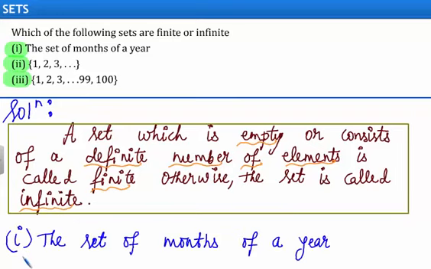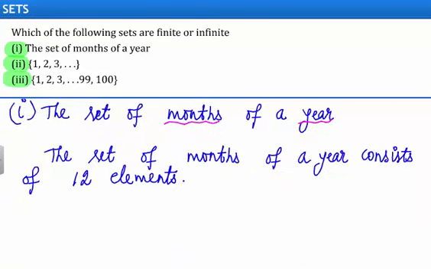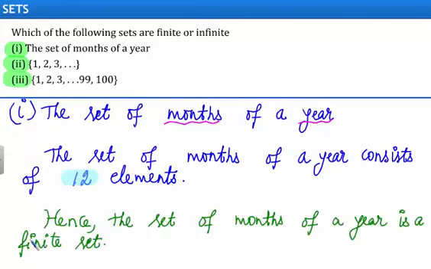In the first part of the problem, we are given the set of months of a year. We know that there are 12 months in a year. Therefore, the set of months of a year consists of 12 elements. Hence, we can conclude that the set of months of a year is a finite set.